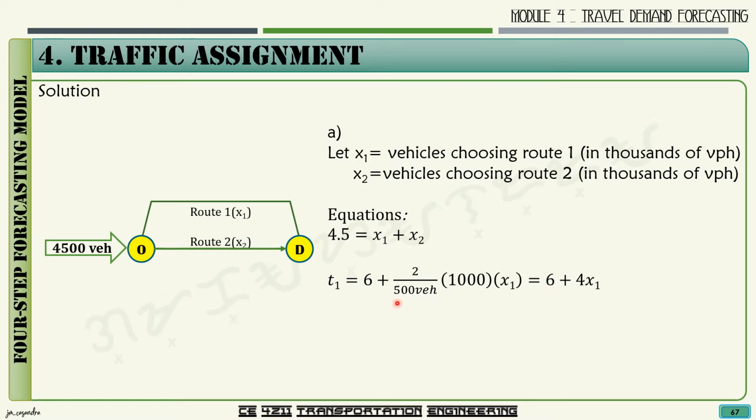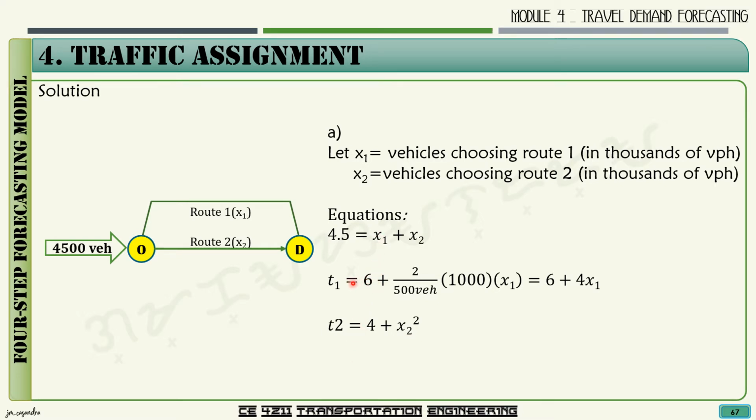Okay. So next we have for T2, that will now be equivalent to 4 plus the increase in terms of the square of the number of vehicles choosing route 2. That's now 4 plus x2 squared. So this will be our two equations.